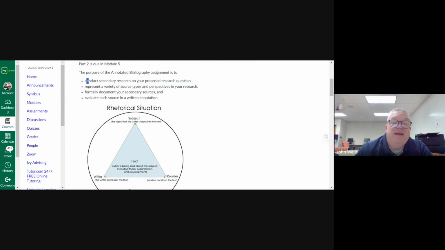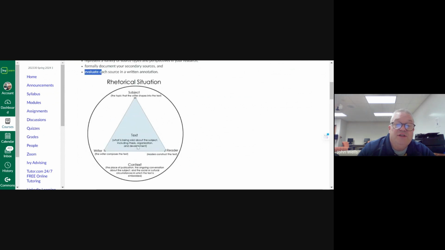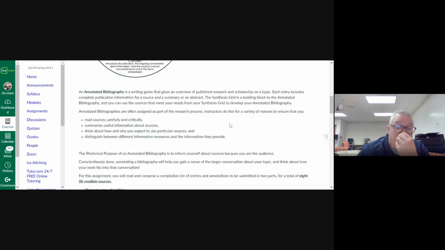So what is the purpose here, right? The purpose is to conduct that secondary research, right? So here's my question. Here's the thing I'm looking for. Go find it, right? It represents a variety of sources. So now we're looking at all these different sources, different types of authors, different types of publications, different rationales, and then document that and then evaluate it. And we've got this nice little graphic that shows us the rhetorical situation in which we take, like, here's the writer, here's the reader. What do we know about that? What do we know about the subject? And what really brought us to this place where I see this text, and how does it match the context of that situation? Okay.